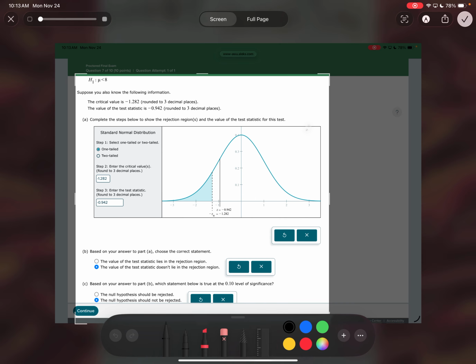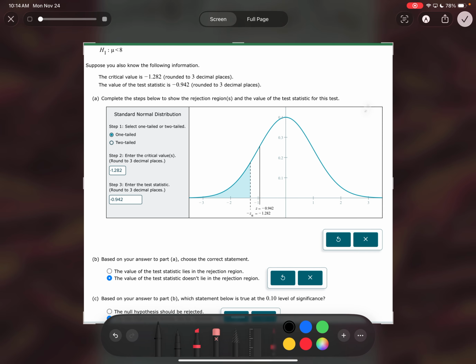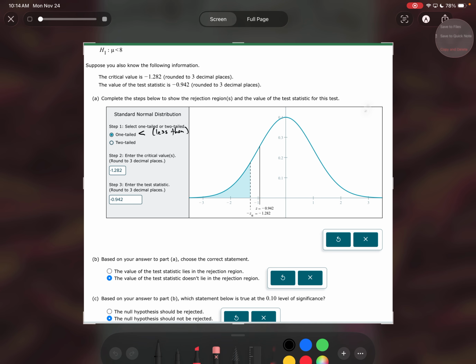I'll give you a chance to get the easy one before you go to the hard one. If it's one tail, less than is one tail. Less than. Everything else should be pretty easy from there.